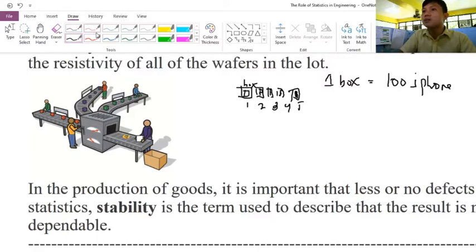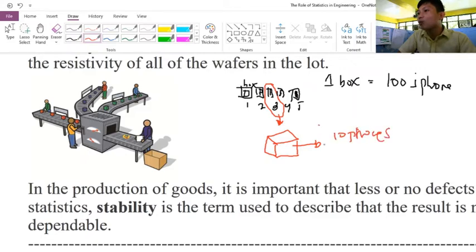Tapos, let's say, pumili tayo in random ng isang box. Hindi ko sinabi kung ano yung number, bigla lang ako kumuha. Tapos binuksan natin yan. Di ba 100 yan? So, sa 100 iPhones, let's say, kumuha tayo ng 10 piraso. Kumuha tayo ng 10 phones. Tapos, sa 10 phones na yan, meron tayong na-test at merong nakuhang 3 defect.